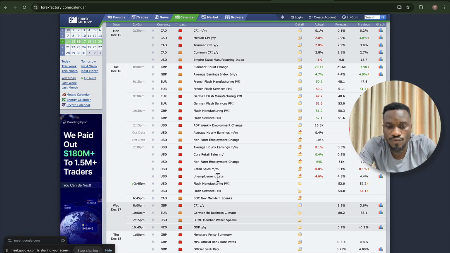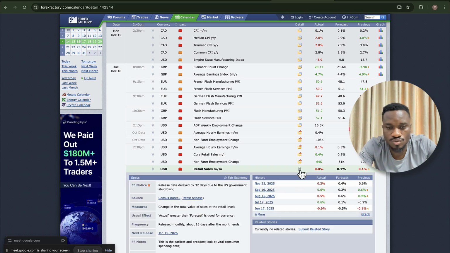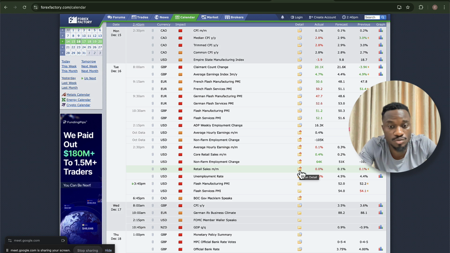If you don't know the meaning of unemployment rate, you can open this box and read more. It is the percentage of the total workforce that is unemployed. Retail sales, if you don't know the meaning, is the change in the total value of sales at the retail level. So if the sales of goods are getting low, it means people are not buying, so the economy will not be going well.